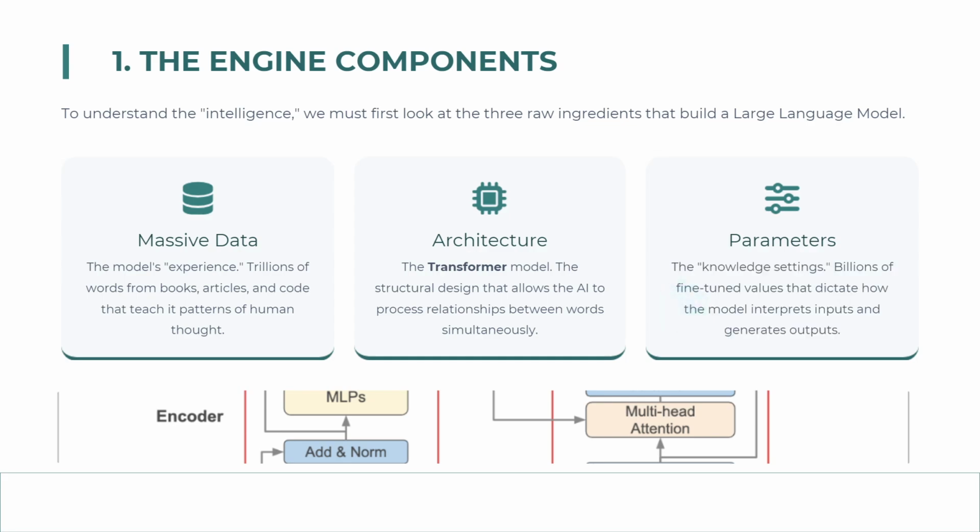Now, the third is what? The parameters. These are billions of fine-tuned weights or settings. Think of this as the model's intuition. During training, the model adjusts these settings until it can reliably predict the right output for almost any input.